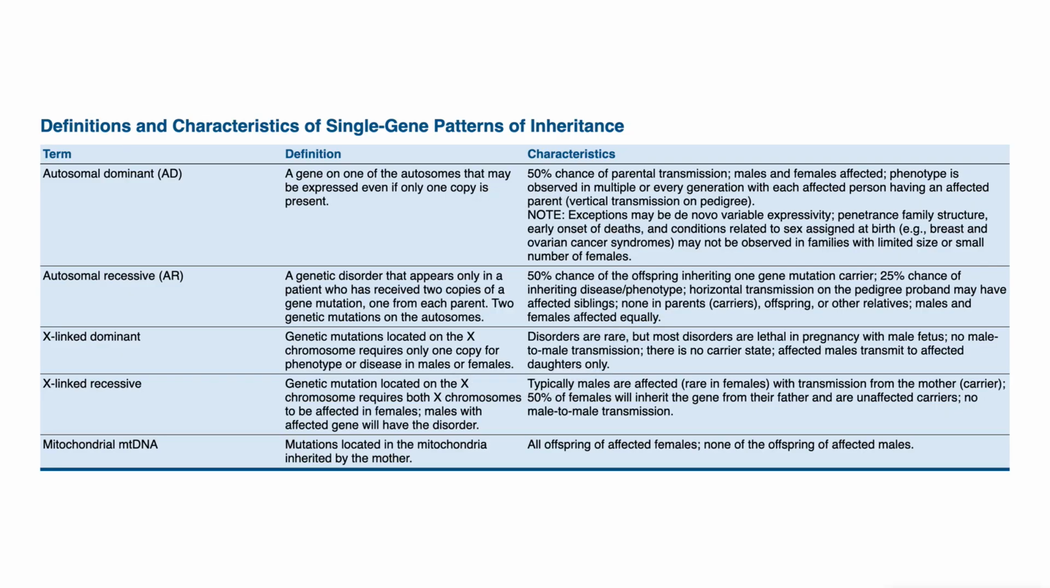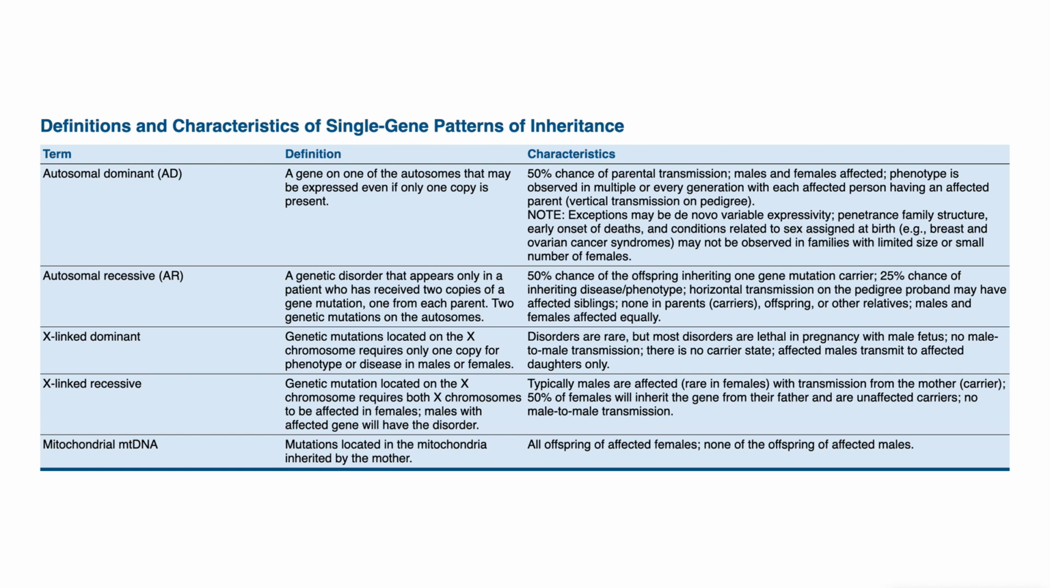So here are some definitions and characteristics of single gene patterns of inheritance. This is the Mendelian genetic inheritance that we all learned starting in biology, probably in high school. But they form different types of categories based on what kinds of chromosomes are involved and whether the genes are dominant or recessive. So there's autosomal dominant, and in this case, a gene on one of the autosomes. An autosome is a non-sex chromosome.